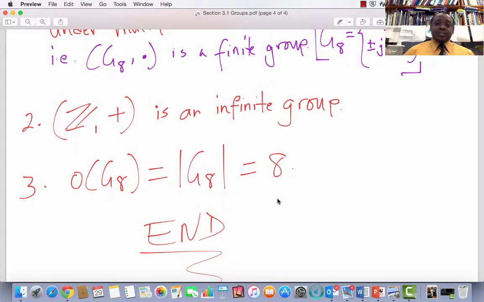This is just section 3.1 that deals just with the definition of a group. I'll see you in section 3.2, where we start looking at some properties of group elements.